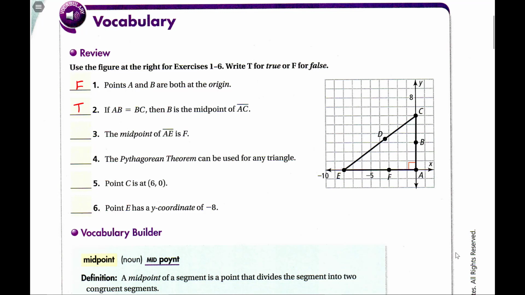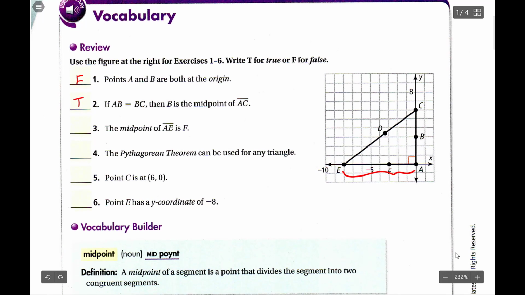Number 3, the midpoint of AE is F. So if we look at AE, that's this segment down here across the bottom. F is 3 units to the left of A, but F is 5 units to the right of E. So that is not the midpoint. That is a false statement.